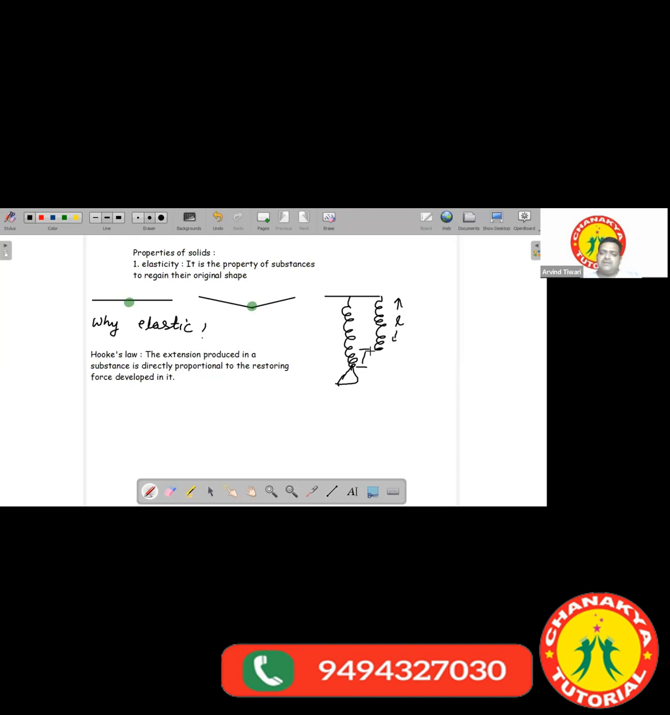Now, if you hang some weight on it, we observe that some extension x is produced in the spring. The extension x which is produced in the spring is directly proportional to the weight or the force which is acting on it. Now, if you hang the weight, the molecules or particles are brought down, they extend. So the spring extends down, but as they extend, the molecules try to pull it up. The molecules of this spring try to pull the spring up.